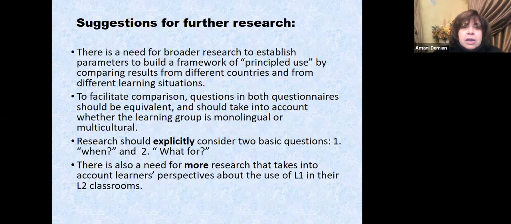Afaf? Now we have some suggestions also for further research. One of them is that there is a need for broader research to establish parameters to build a framework of principled use by comparing results from different countries and from different learning situations. Also, to facilitate comparison, questions in both questionnaires should be equivalent and should take into account whether the learning group is monolingual or multicultural. And research should explicitly consider two basic questions that are very important in this topic, which are when to use it and what for, the purpose. There is also a need for more research that takes into account learners' perspectives about the use of L1 in their L2 classrooms.